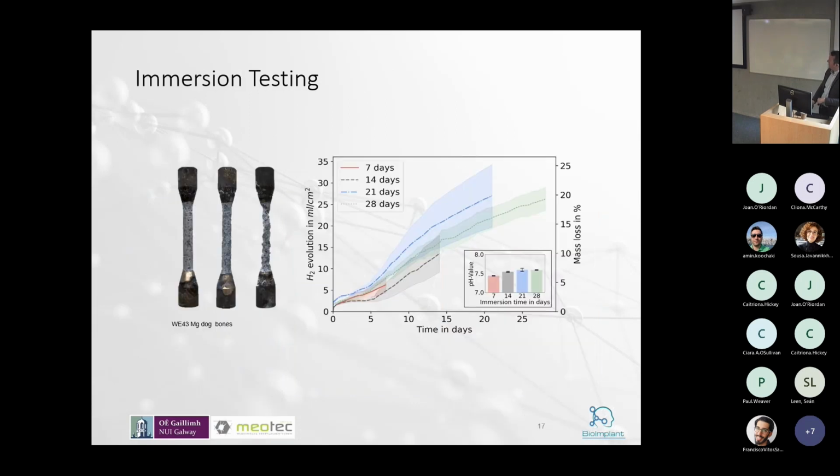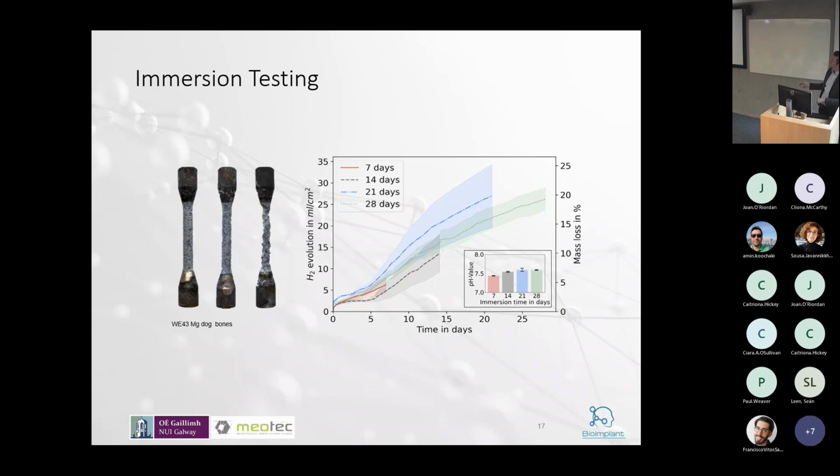In terms of our immersion testing, these are our 3 dog bones here, and this is the actual corrosion that takes place in the gauge section of these dog bones. This one here would have been after 28 days, and you can see a highly non-uniform attack of that structure compared to what your initial nice dog bone would have been.